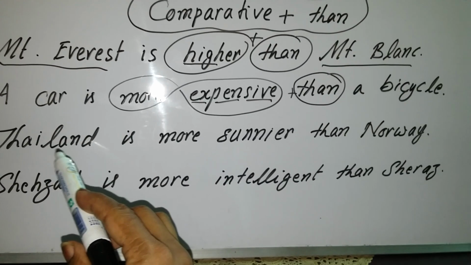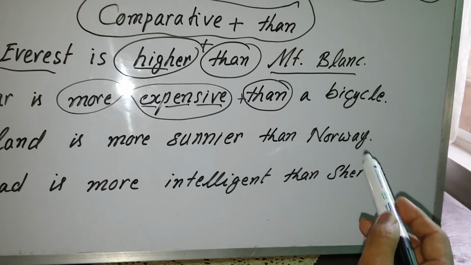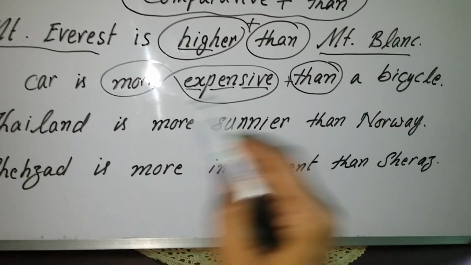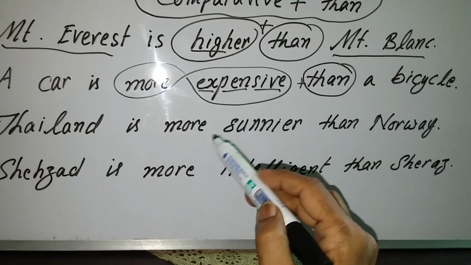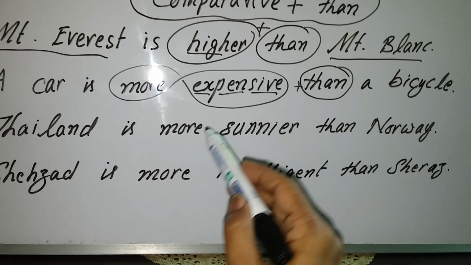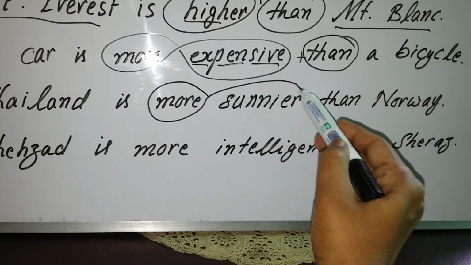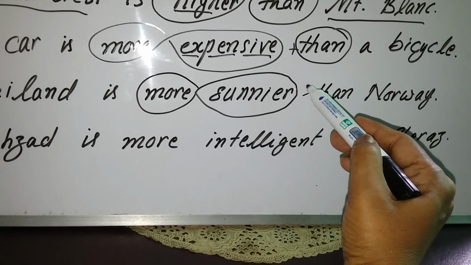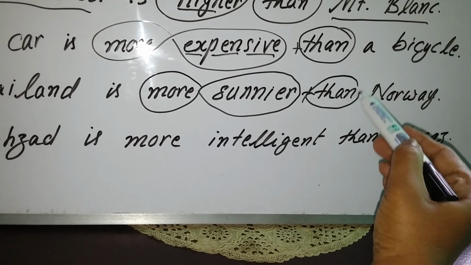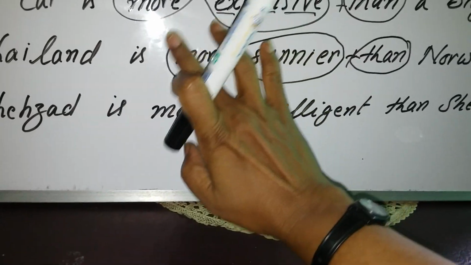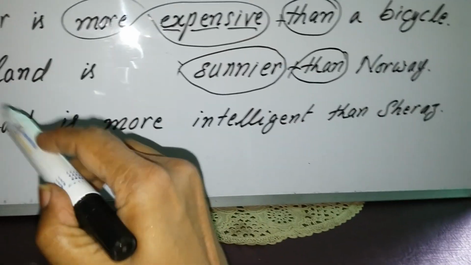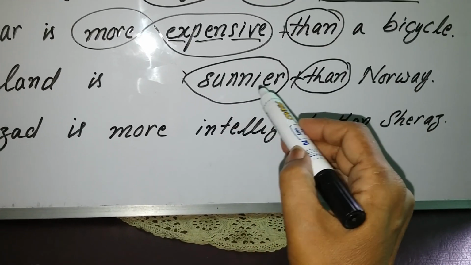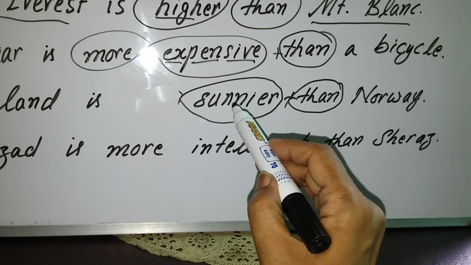Next example: Thailand is sunnier than Norway. Now the difference between Thailand's and Norway's weather is being compared. So we will use sunnier, than, plus Norway. Thailand is sunnier than Norway. Okay, why have we used ER after sunny?